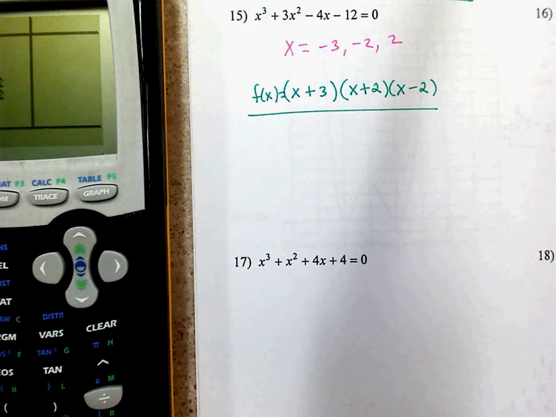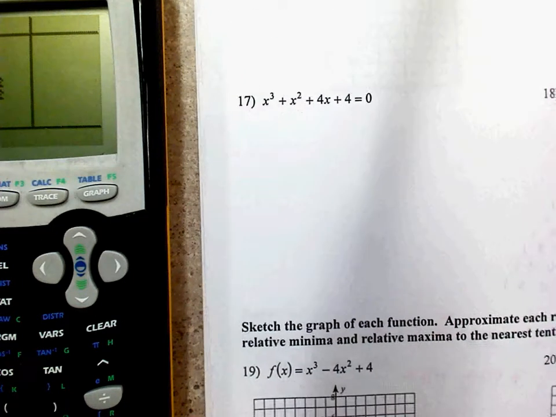Okay. What am I going to want you guys to do on 17? Same thing? We're actually going to solve 17 two different ways.